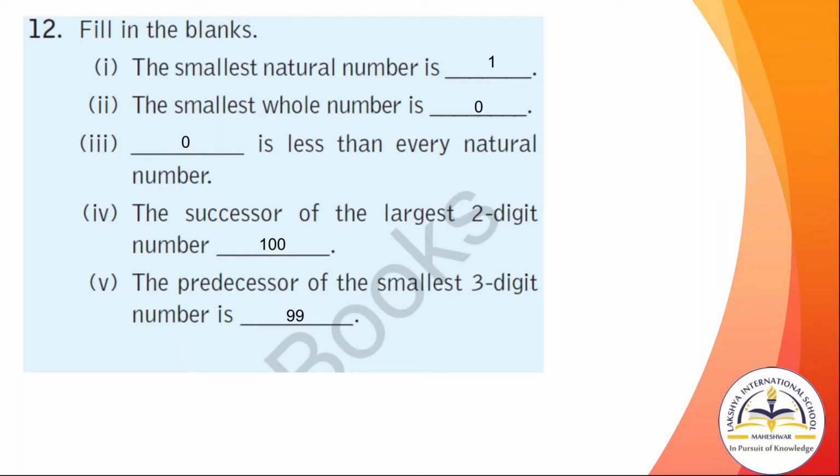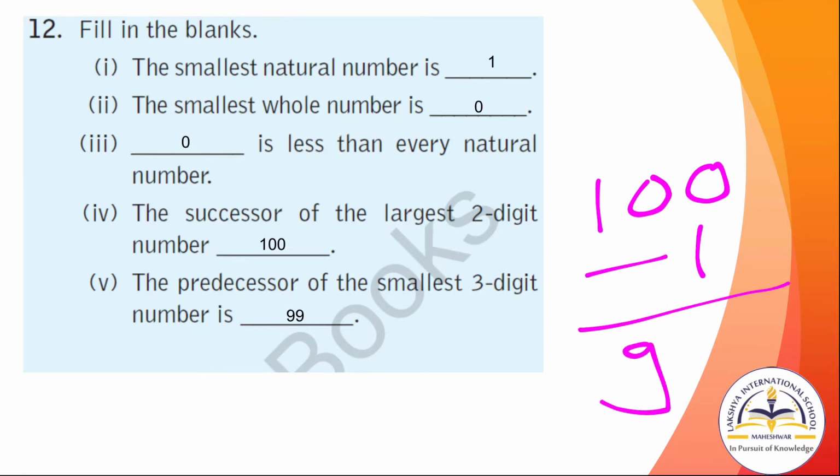The successor of the largest 2-digit number. What is the largest 2-digit number? That is 99, and the successor of 99 is 100. Okay, now the predecessor of the smallest 3-digit number. The smallest 3-digit number is 100, so predecessor means minus 1. Now 99 is our answer.